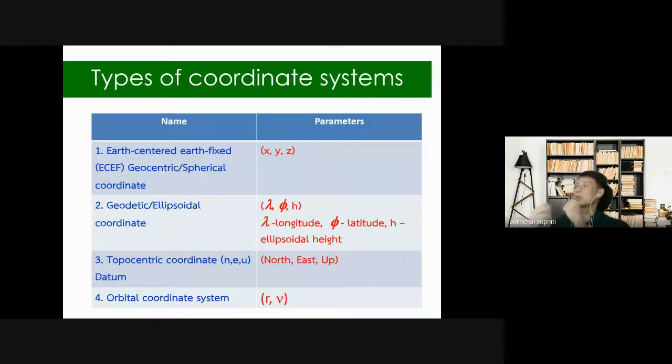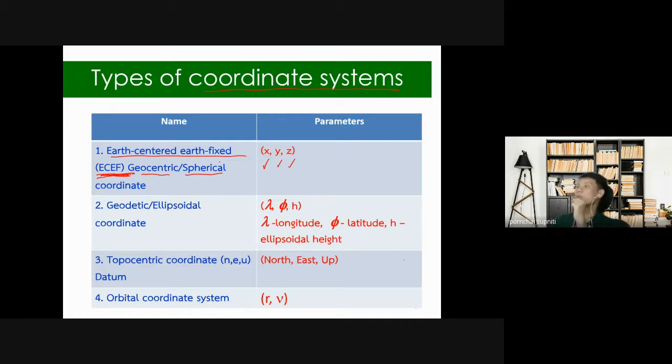Okay. So that's why we have to look at different types of coordinate systems. There are four coordinate systems that we look at. The three major ones are, first, Earth-centered, Earth-fixed, or ECEF coordinates. We'll see this very often. For this coordinate system, we look at the axes X, Y, and Z. Sometimes the ECEF can also be called geocentric or spherical coordinates as well.